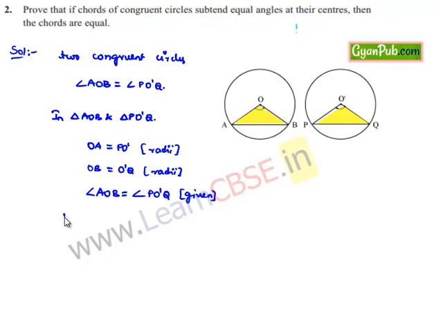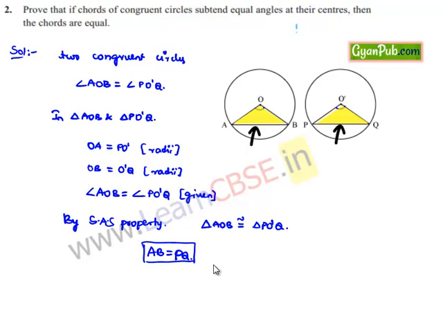Now hereby S.A.S property of congruency, we can say triangle AOB is congruent to triangle PO dash Q. Therefore, we know that when two triangles are congruent, then their corresponding sides and corresponding angles can be equated. Therefore, here we can equate AB is equal to PQ. Now, the chords which subtend the equal angles at the center are of equal lengths is proved.